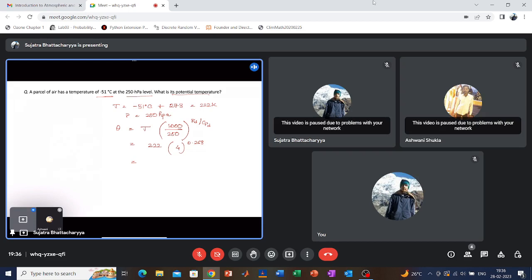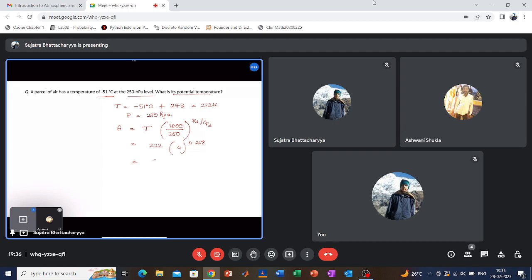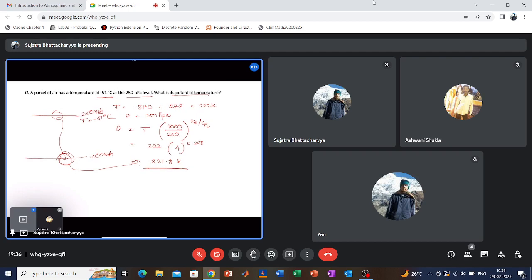Into 222, that is about 321.8 Kelvin. So if a parcel is compressed back to the 1000 millibar level from the 250 millibar level with temperature minus 51 degrees Celsius, you will see that its temperature has increased to 321.8 Kelvin from minus 51. Fine, so the potential temperature concept is clear.